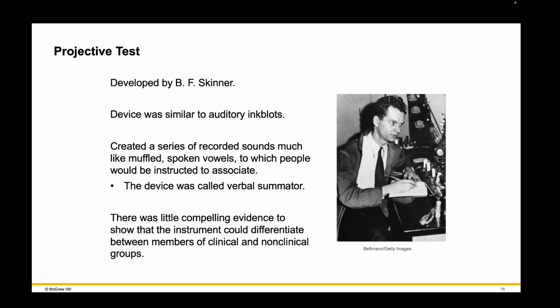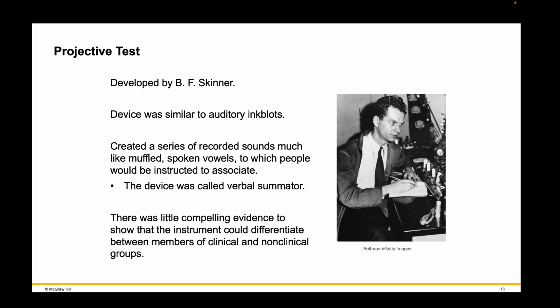Okay, so my projective test then dinevelop si B.F. Skinner. So very surprising, 'di ba, for a behaviorist na ang thinking is no, we don't do unconscious things here. Parang behavior is something that can be studied directly and measured, 'di ba? So very surprising na makikita mo siya dito. So, yung dinevelop niya, it's similar to auditory ink blots. The idea is parang ink blots din siya, pero auditory naman.